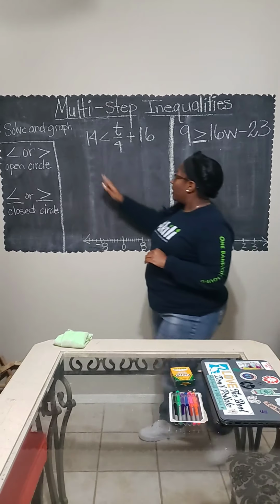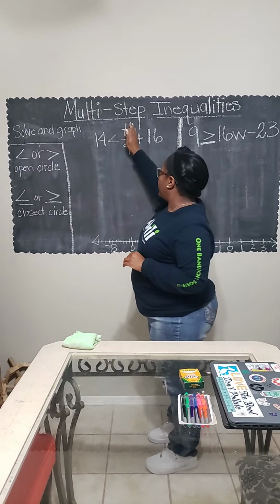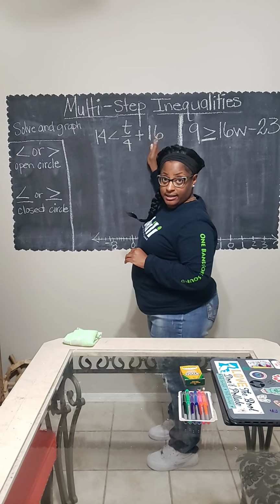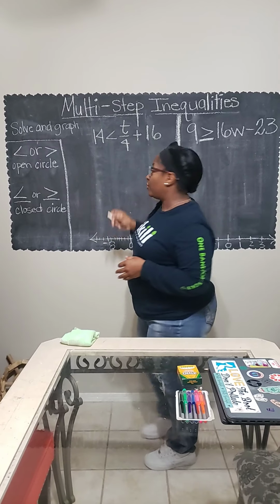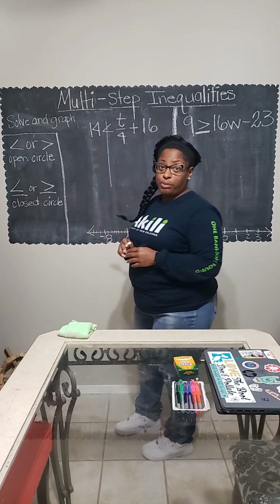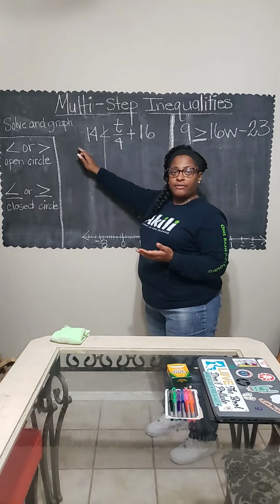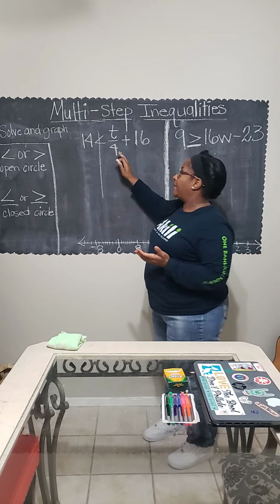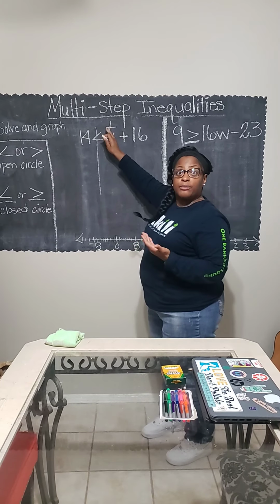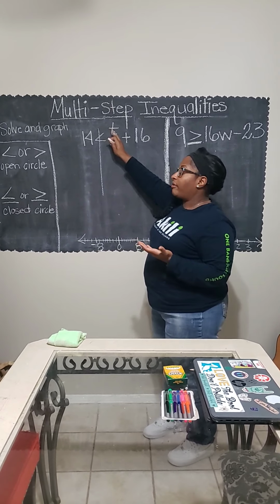Let's get started. This says 14 is less than t divided by 4 plus 16. We're going to solve it like an equation by splitting our problem into two parts. And you find the side with the variable. Not here on the left like we normally do. We're going to work here on the right because that's where my variable is, and I'm trying to isolate the variable, solve for the variable.